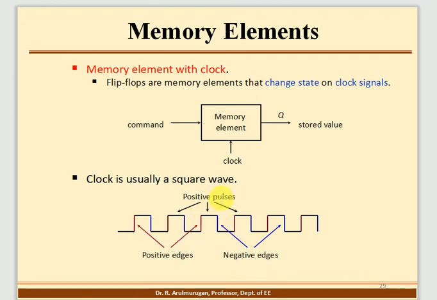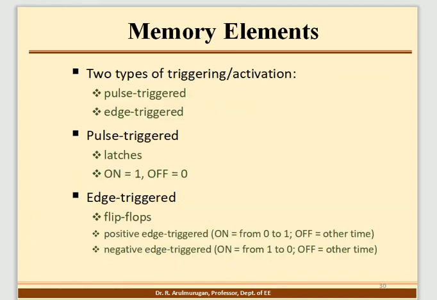Another is the pulse. There are two pulses: an on pulse and an off pulse. On pulse means 1, off pulse means 0. So there are two pulses and two edges. These are the types of triggering or activation: pulse triggering and edge triggering. Edge triggering: positive edge moves from 0 to 1, negative edge from 1 to 0. Pulse triggering: on means 1, off means 0.